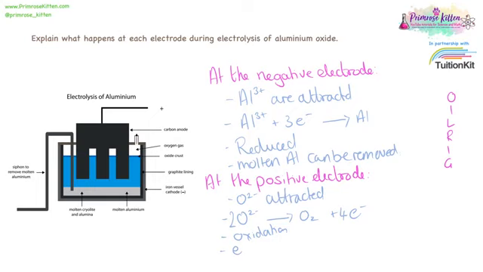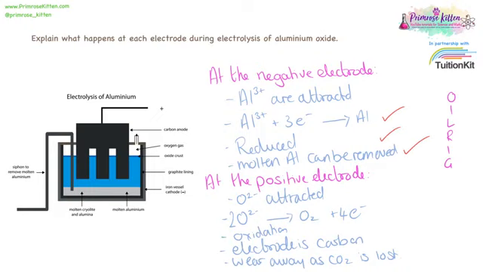The electrode is carbon. Reacting carbon with oxygen will turn it into carbon dioxide, so it will wear away as carbon dioxide is lost. The important things here are the equations, oxidation and reduction, and what happens.